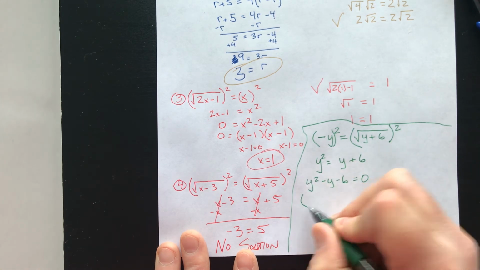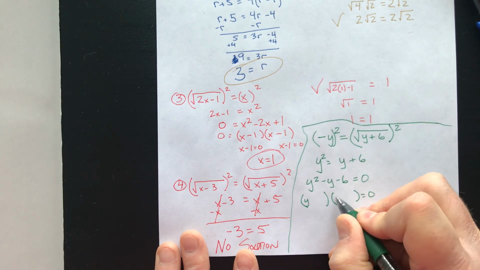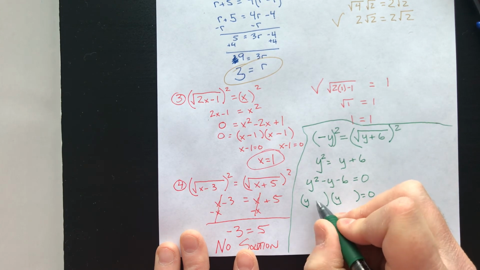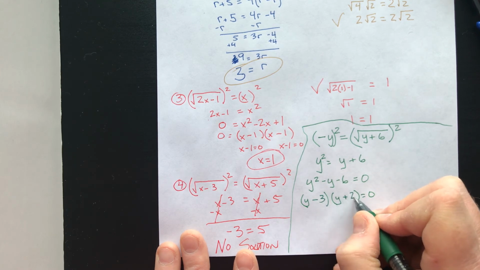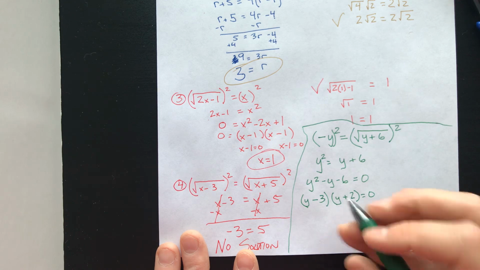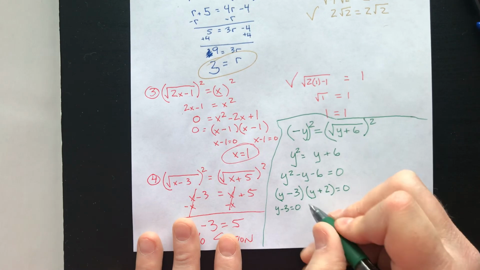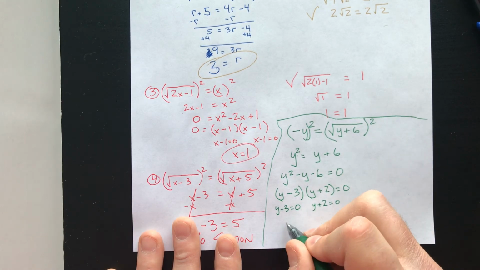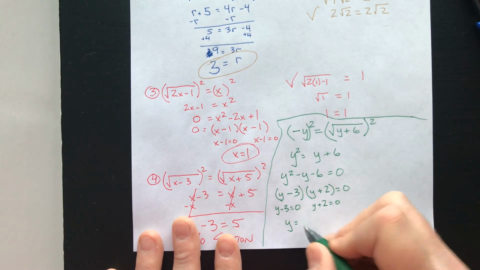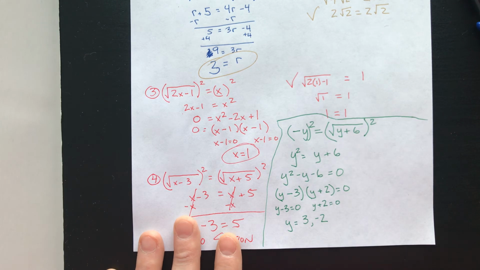All right, so a quadratic, put the y here, y here. It looks like our answer is going to be minus 3 and a plus 2. So y minus 3 equals 0, and y plus 2 equals 0. So it looks like y is going to equal a positive 3 and a negative 2. We need to check both of these answers.